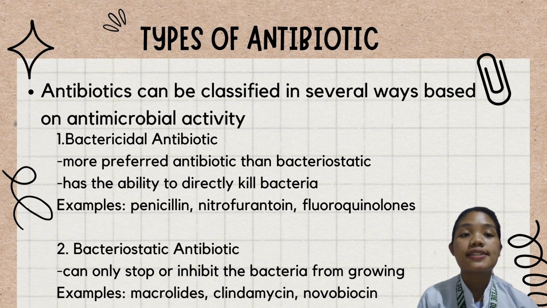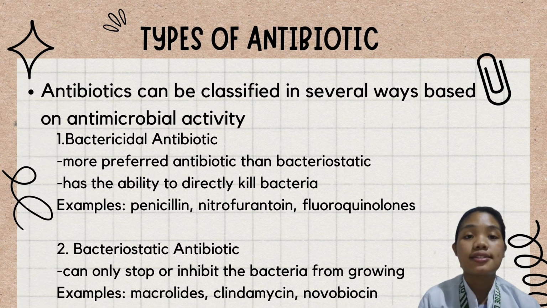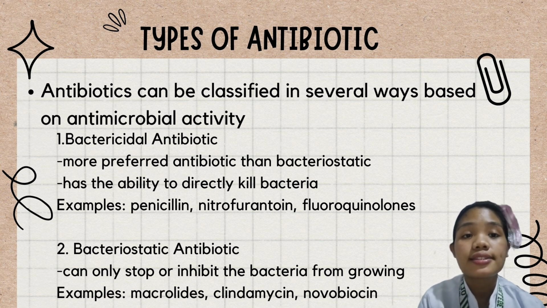Antibiotics can also be classified based on antimicrobial activity. Bactericidal antibiotics are more preferred than bacteriostatic. They have the ability to directly kill bacteria. Examples are penicillin, nitrofurantoin, and fluoroquinolones. Second, bacteriostatic antibiotics can only stop or inhibit the bacteria from growing. Examples are macrolides, clindamycin, and novobiocin.